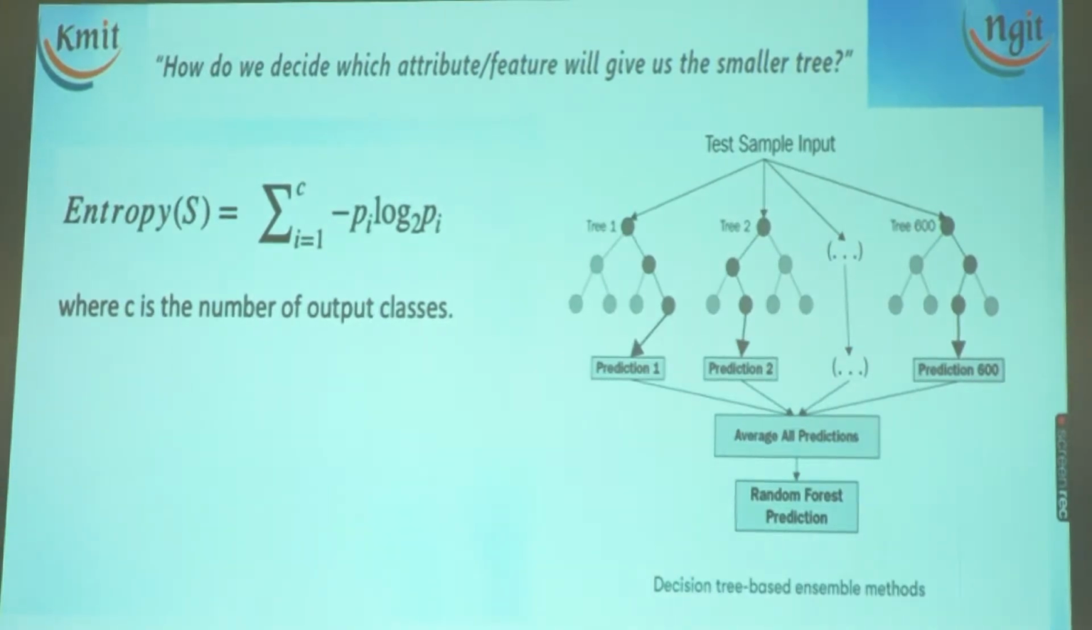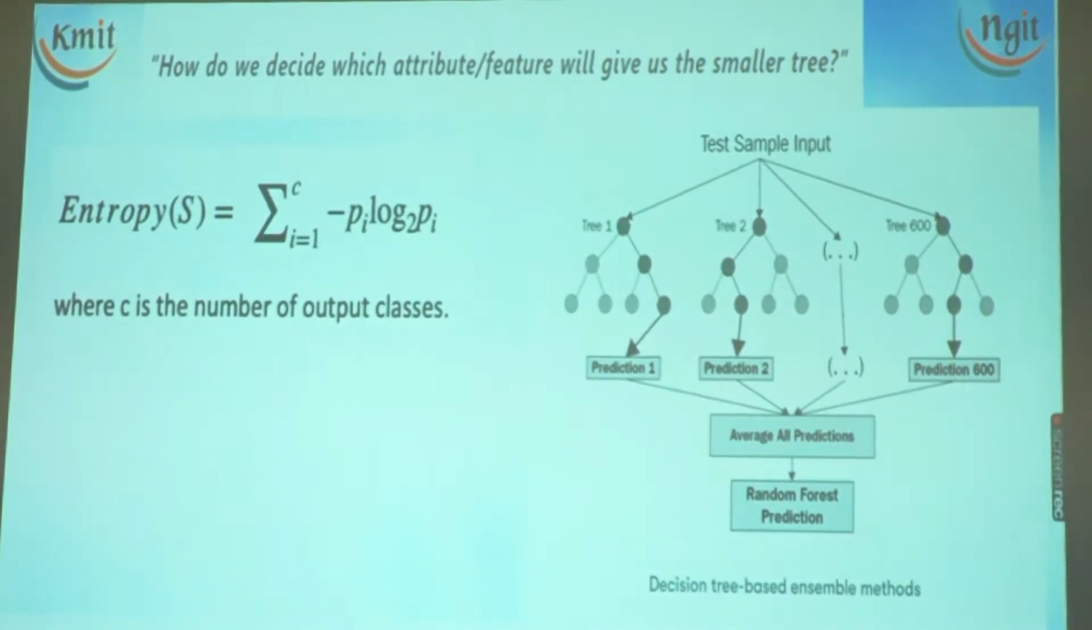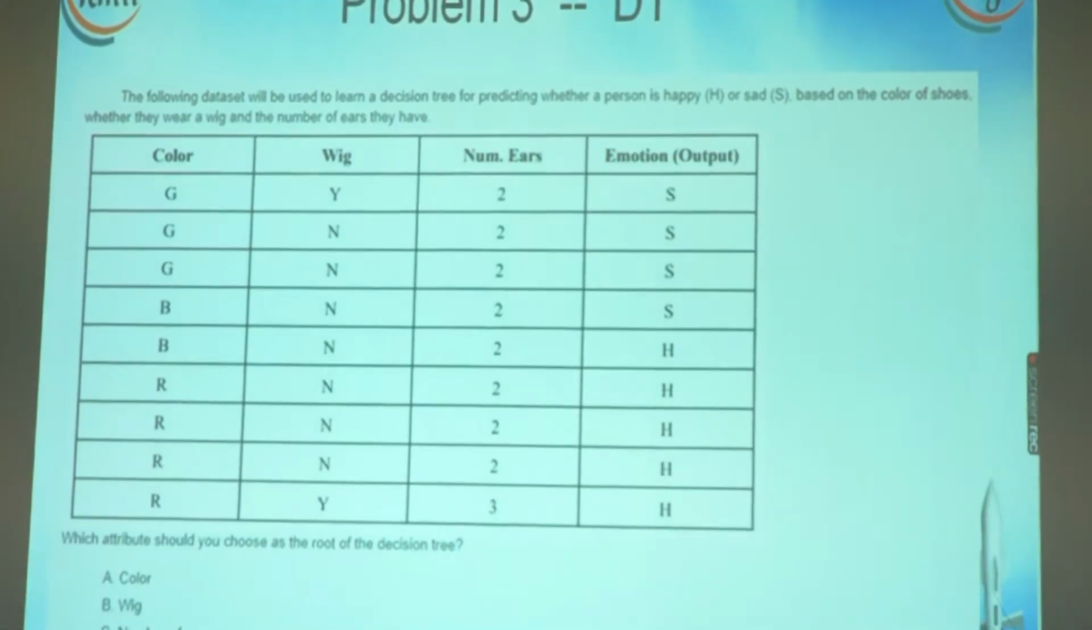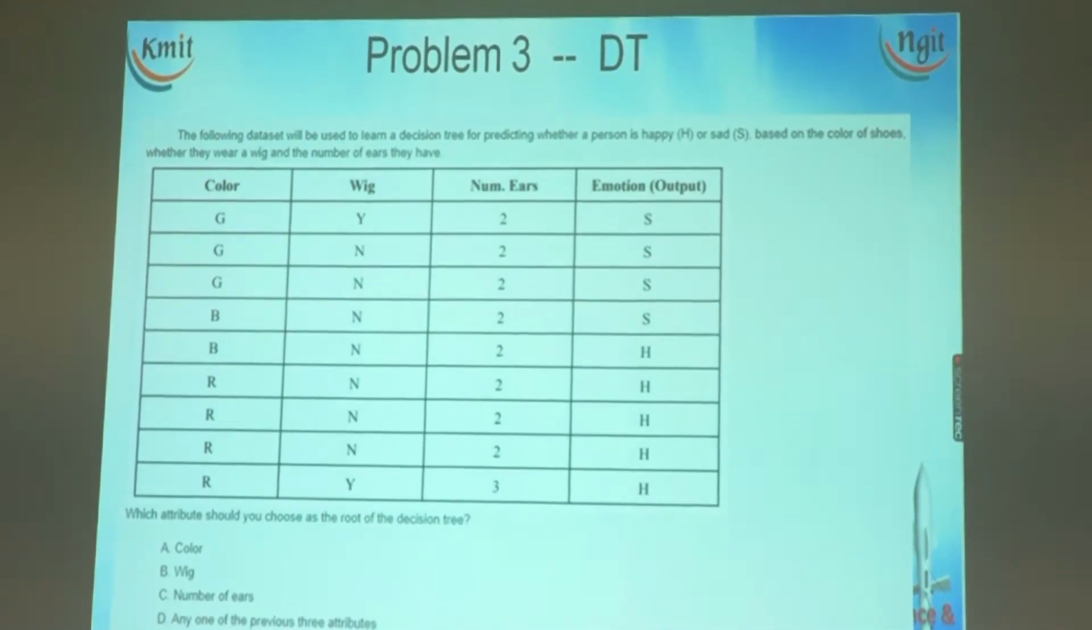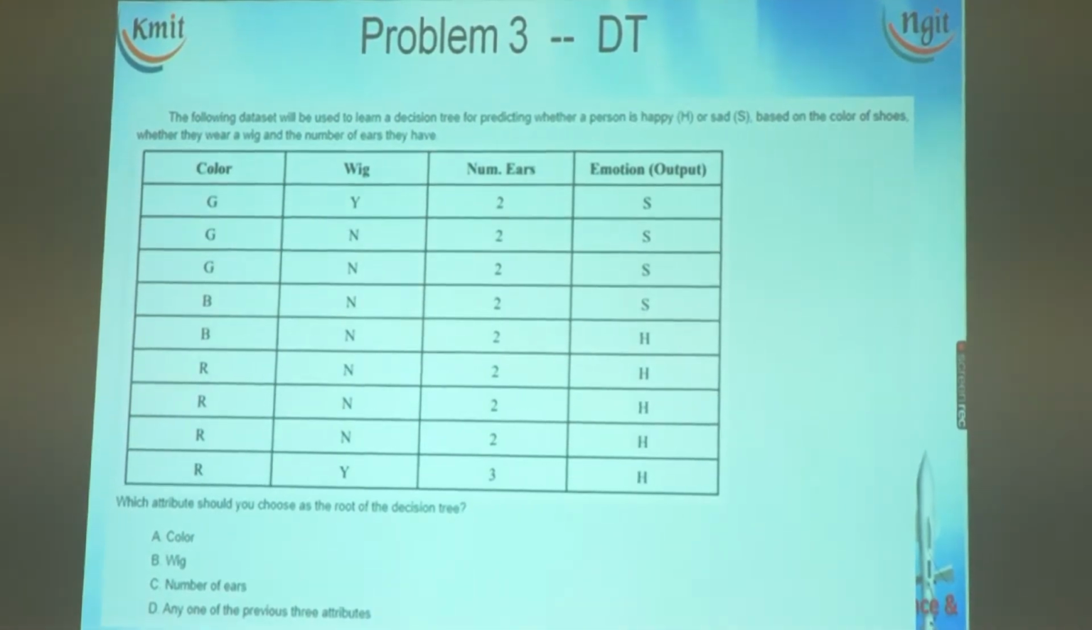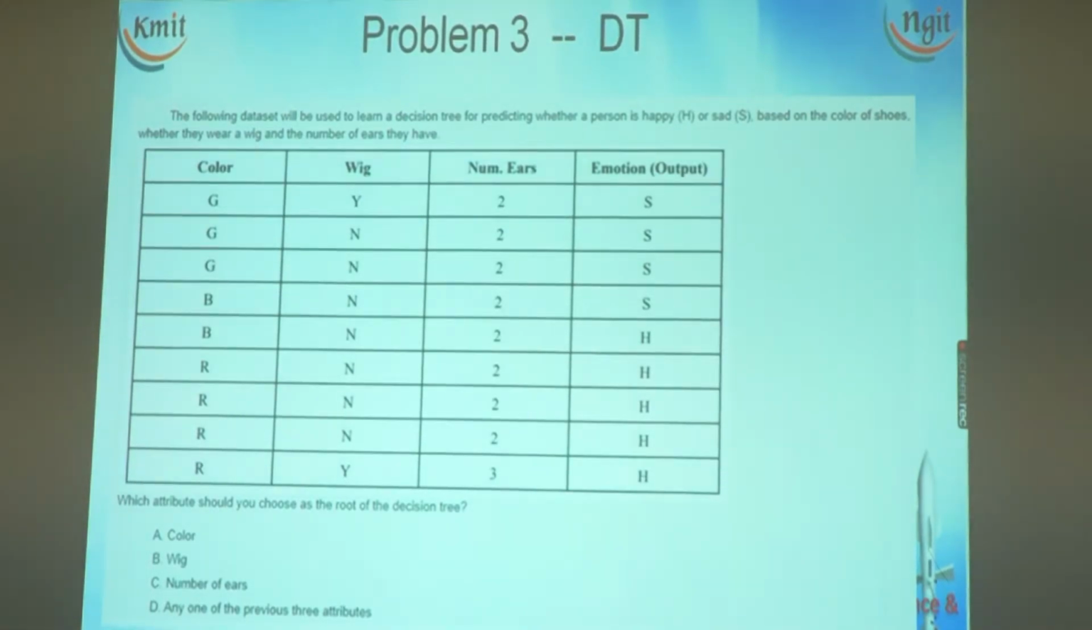How many outcomes are there in my emotion? How many are there? How many sad? 4 sad. How many are happy? 5. 5 are happy and 4 are sad. Can I calculate the entropy of the data set? Yes, please calculate.